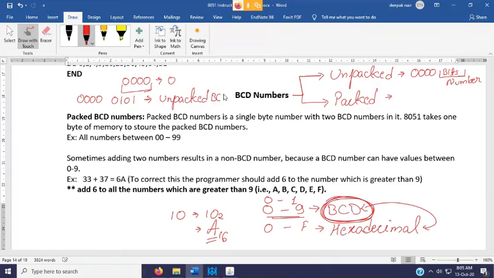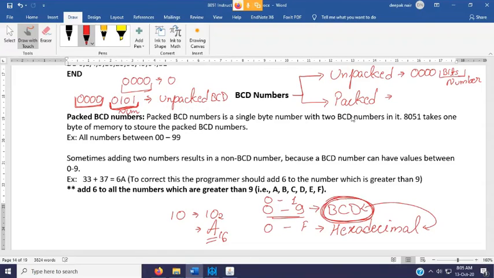Unpacked BCD, because the upper 4 bits are always 0, whereas the lower 4 bits are representing the number. Similarly, if you want any other number between 0 to 9, you can write it representing the upper bits only by 0 and the lower 4 bits, or lower nibble, by the number's magnitude itself. Then in that case, we will call it unpacked BCD.